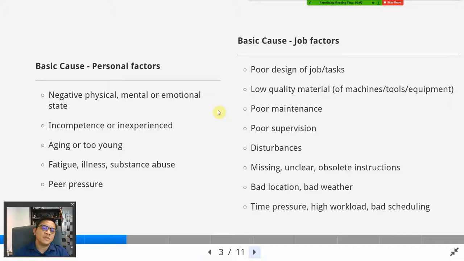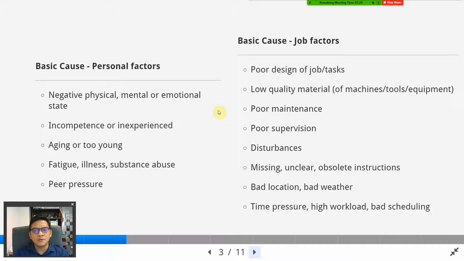and maybe from visitors. Missing, unclear, obsolete instructions. There is no SOP to follow, and if there is an SOP, you cannot understand it. If there is a good SOP but it is obsolete, it is not current anymore, referring to the old chemical, for example. Maybe while they are working, they are in a bad location or in bad weather, and this is also something that usually happens.